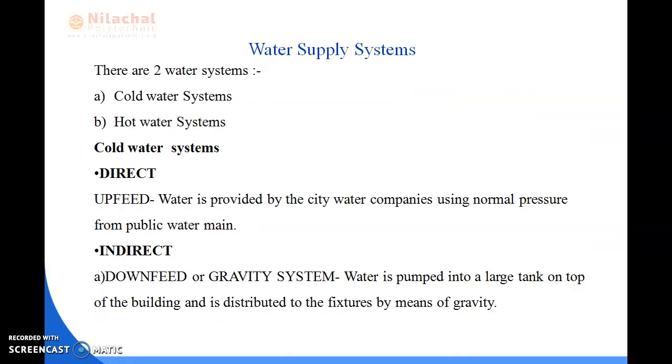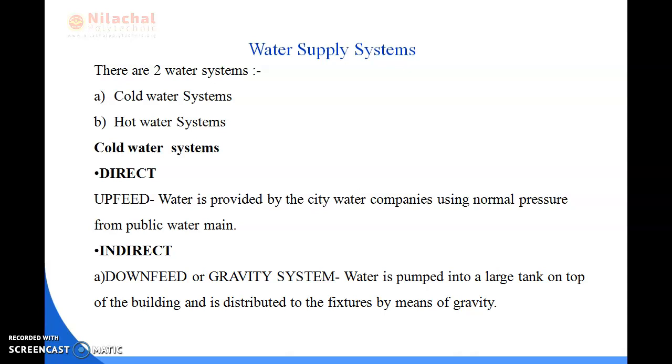Next, today we'll be discussing the water supply system. So there are two water supply systems. First one is the cold water system, next one is the hot water system. In the cold water system, there are two types: first is the direct system, and second is the indirect system.